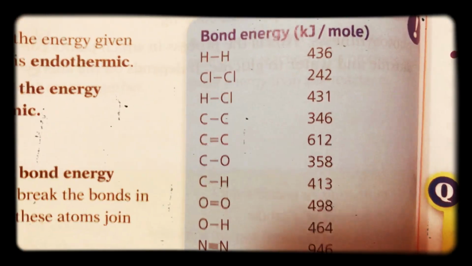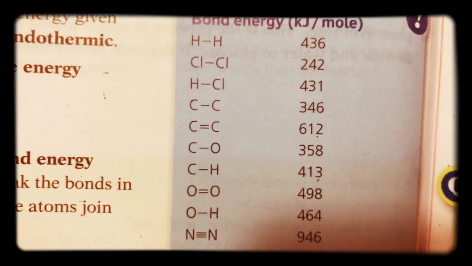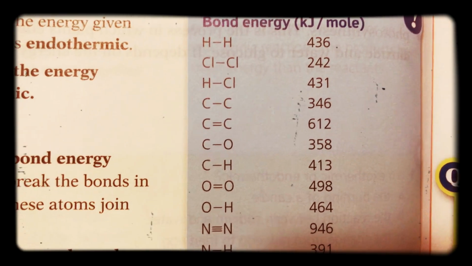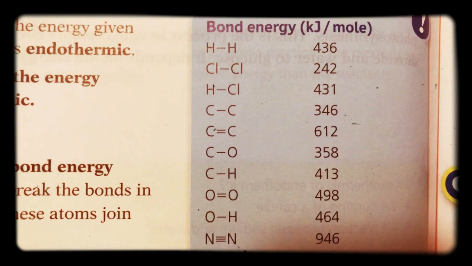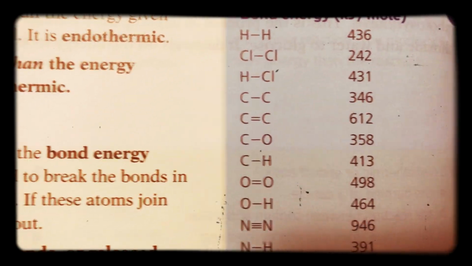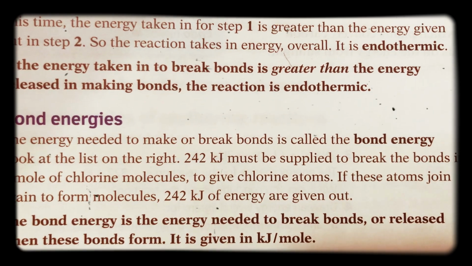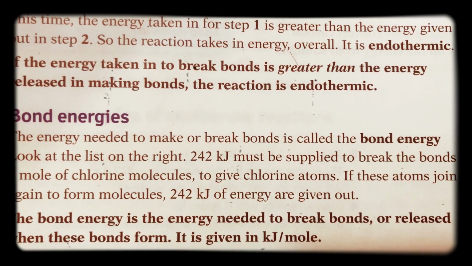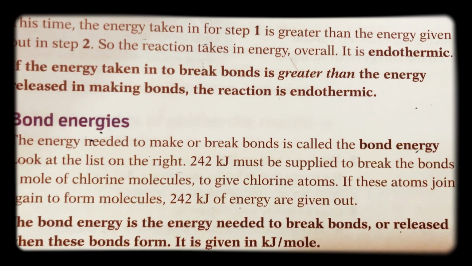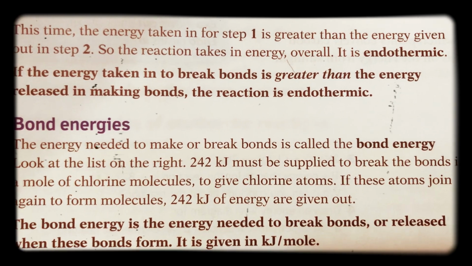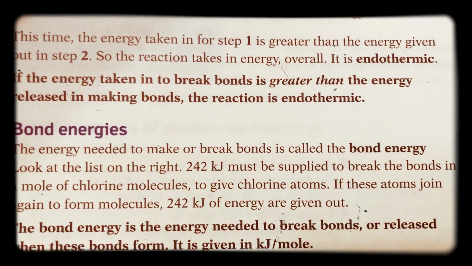We can only get that information from tables. These tables are actually tables that are available. They'll always give you in GCSE these values. These values are called bond energies. And the bond energy is defined as the energy needed to break the bond or the energy released when these bonds form. Now that is given in kilojoules per mole. Okay, so the bond energy is the energy needed to break bonds or released when these bonds form.